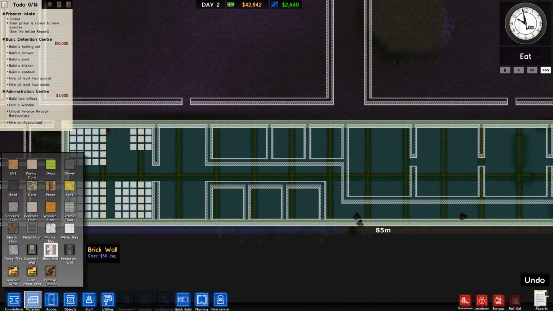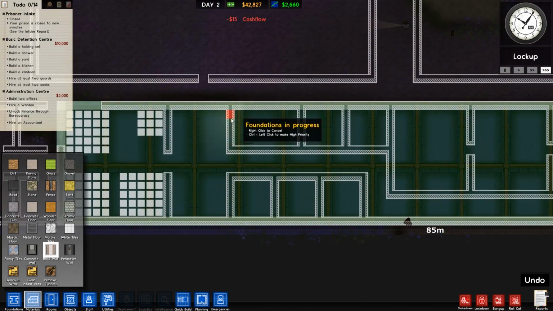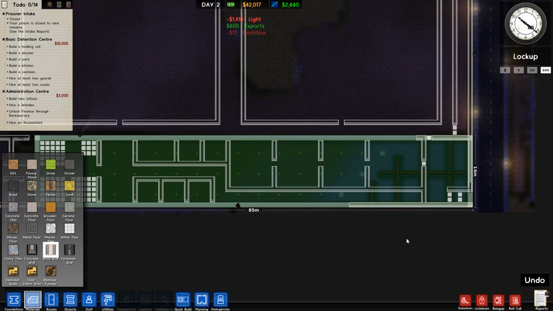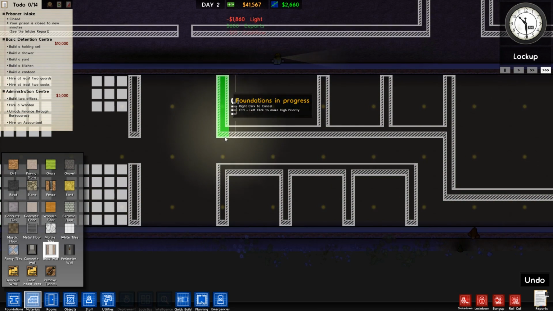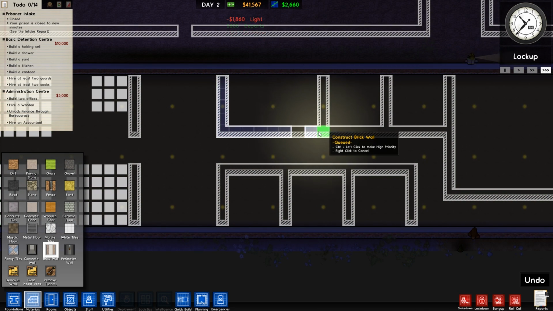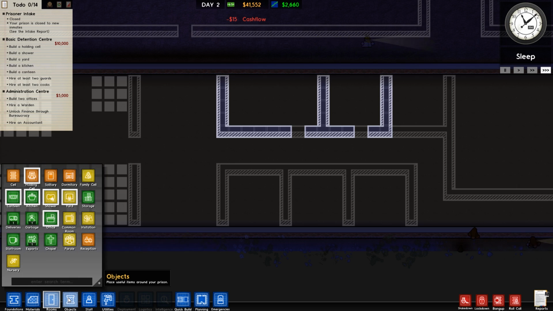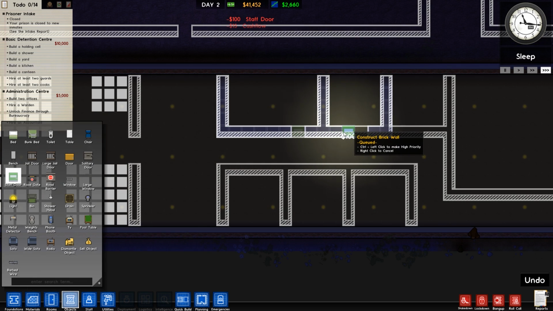So this is almost completed, and once it is, we will go ahead and do the warden's office, and that, you can see, is now getting placed. All the lights are going in there, and now we can do the warden's office, which will go in here. We also need an accountant's office, which we'll put in here. And there we are, so that's in. We will also put some staff doors in, 1 and 2.